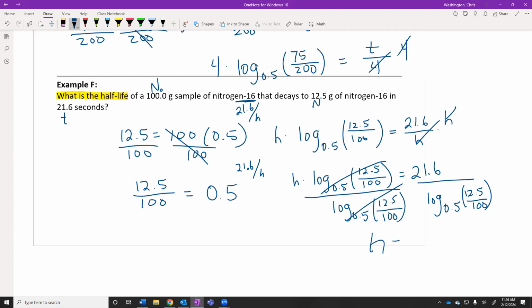So in this case, H, the half-life, is equal to 7.2 seconds. So this element, nitrogen 16, is gonna decay to half of what we had to begin with every 7.2 seconds.